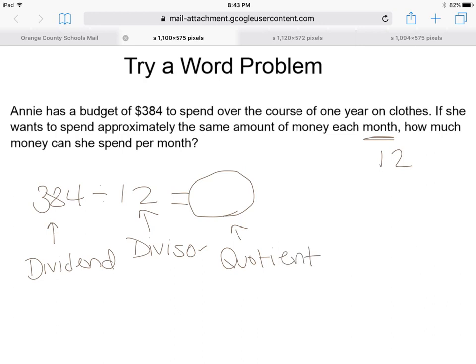Now I'm going to leave it to you guys to figure out what that quotient might be. And once you've figured out what your quotient is, then I'd like you guys to try the other word problem that's at the bottom of your notes sheet. You don't need to solve that division problem, but simply set it up just like we did for this problem here. And that's all I've got for you guys for tonight.